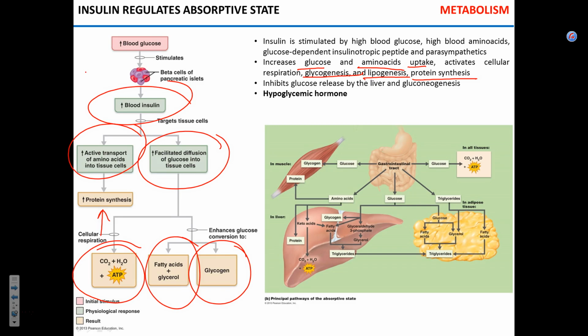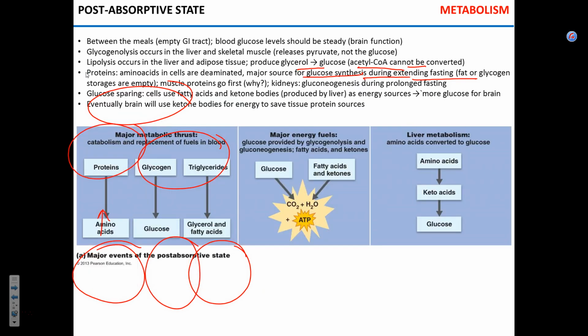Glycogenolysis, breakdown of glycogen, is inhibited, right? Lipolysis is inhibited, breakdown of fat. And obviously, synthesis of glucose, gluconeogenesis, is inhibited as well. Good? So insulin is called a hypoglycemic hormone because it decreases the blood glucose.